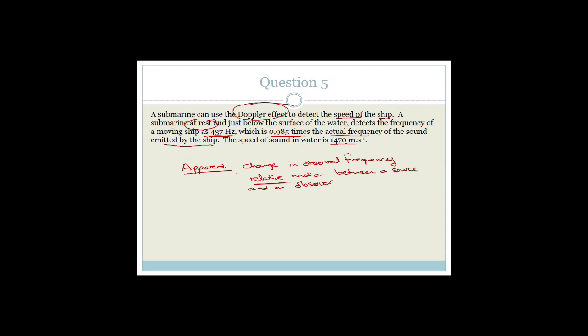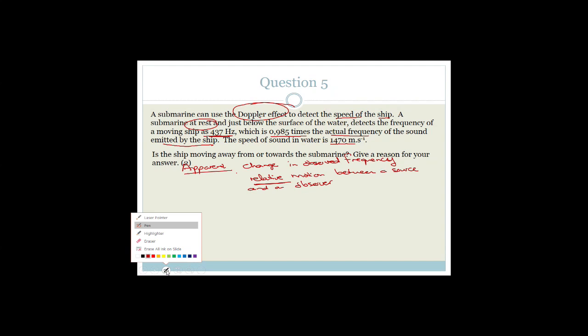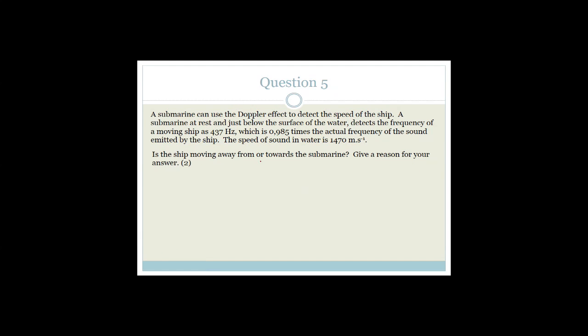Right, so now they ask us, is the ship moving towards us or away from us? We just have to say moving towards or away, and give a reason. The correct answer is that it is moving away from us. The reason for that is because the detected or observed frequency is lower than the actual frequency. It actually tells you that here. It says that it detects a frequency of 537 hertz, which is 0.85 times the actual frequency of the sound. It is less, 0.85 is less than one, so the detected frequency is smaller than the actual frequency.